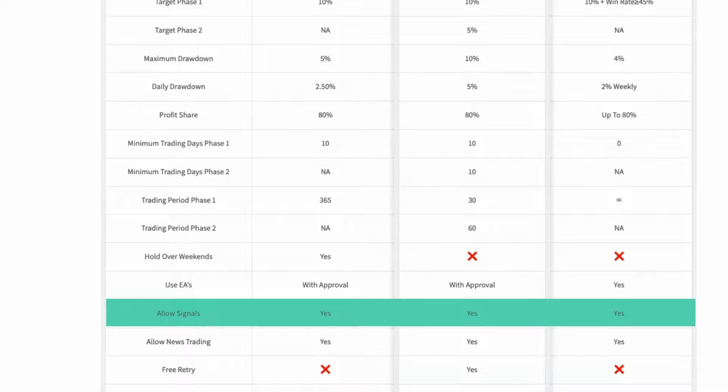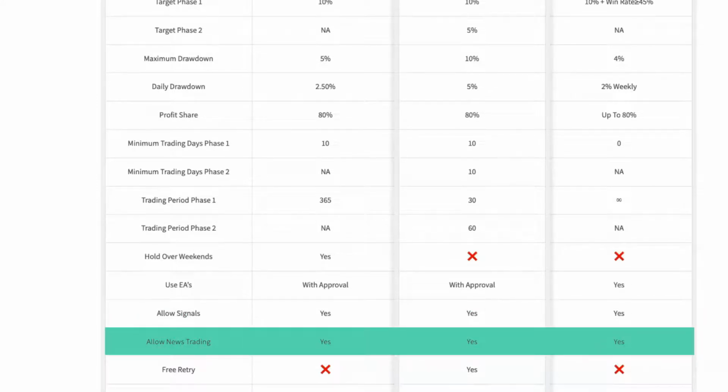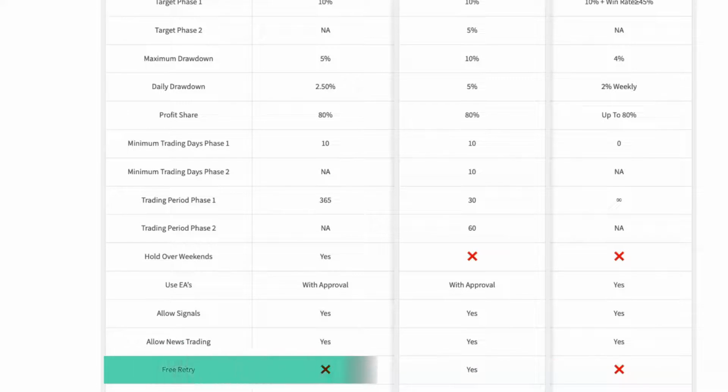Do they allow signals? Yes, you can trade with signals on all accounts. You can trade news on all accounts. Do you get a free retry? You don't get a free retry on the Traders with Edge Turtle or the T4T Capital because it doesn't make any sense that you've got so long to be able to pass the challenge that you would get a free retry after a year. However, on the Hare account, you do get a free retry.